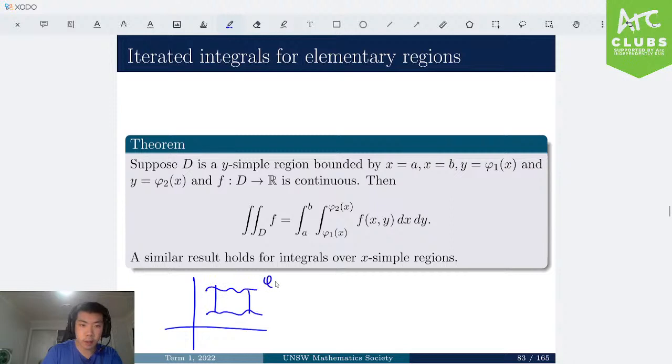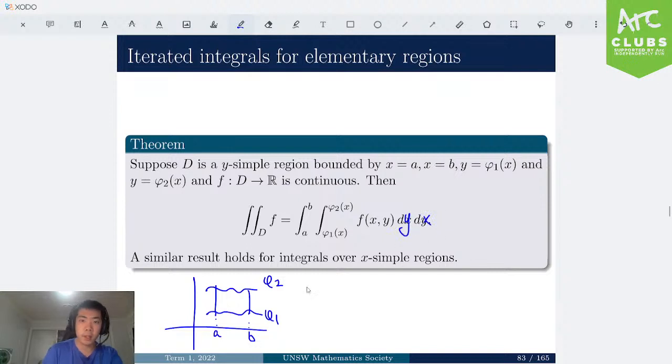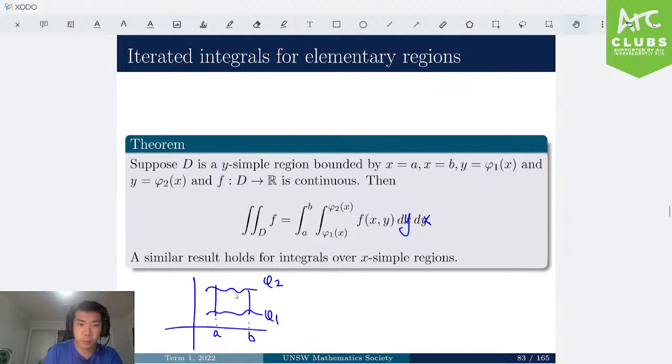region, so this is phi 2, this is phi 1, and this is x equals a and x equals b. I think this might actually be the wrong way around. I think it might be dy dx. Let me write this properly. dy dx. Okay, so we're integrating over y the phi 2 function minus the phi 1 function. So from phi 1 to phi 2, that would be, for example, one interval here, phi 2 minus phi 1. And then once we take that, we integrate across all possible values of x, so from a to b.